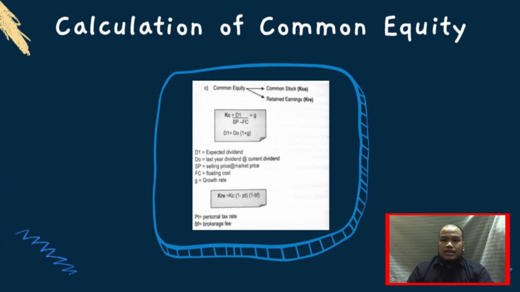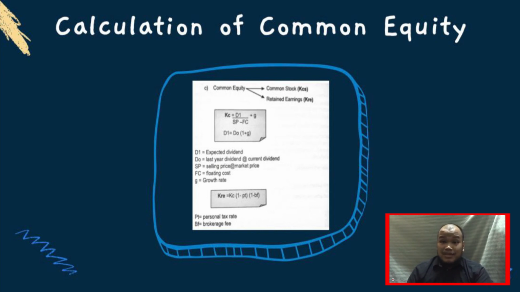Calculation of common equity: the formula is KC equals expected dividend divided by selling price minus floatation cost, plus growth rate. How to find D1? To find D1, last year's dividend times in parentheses 1 plus growth rate. Or KRE equals KC times in parentheses 1 minus personal tax rate, in parentheses 1 minus brokerage fee.